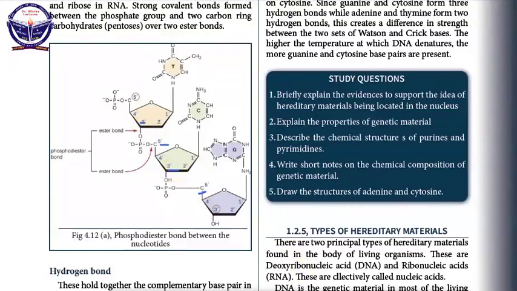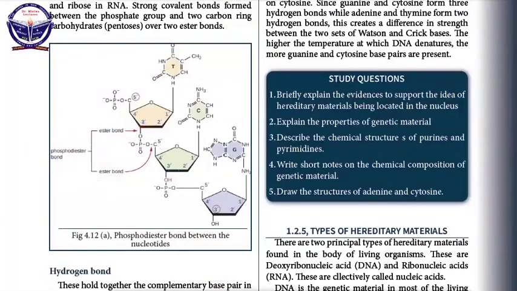That is the phosphodiester bond. So it is a strong covalent bond formed between the phosphate group and the two carbon rings of the carbohydrate, or pentose, over the two ester bonds. Tatu carbon ya tano, carbon ya tatu, carbon ya tano. So an ester bond, another ester bond, collectively the phosphodiester bond.